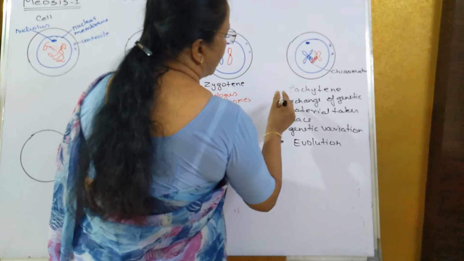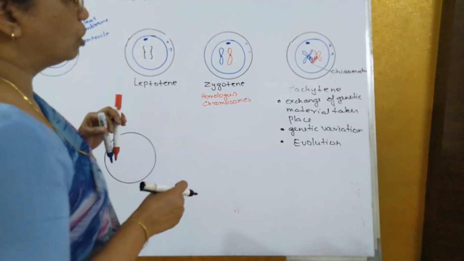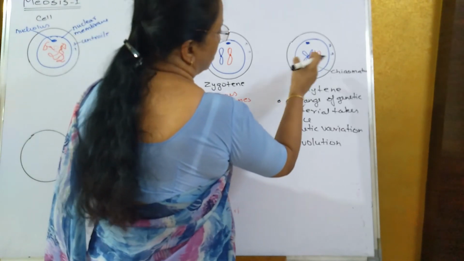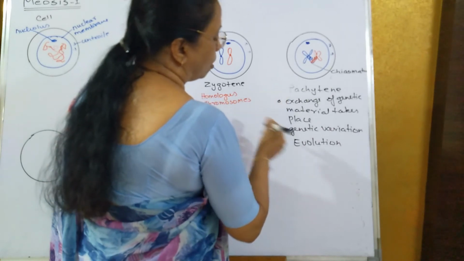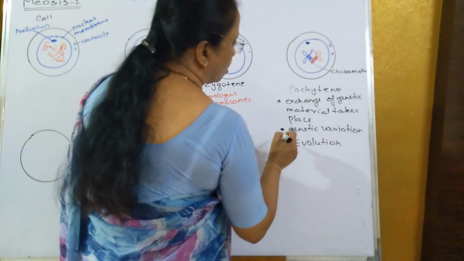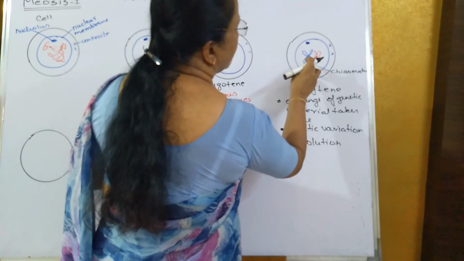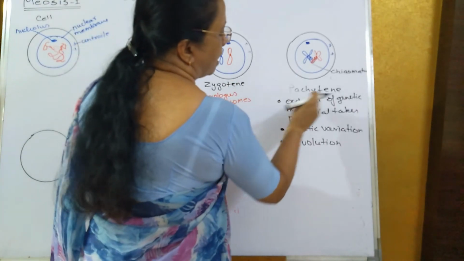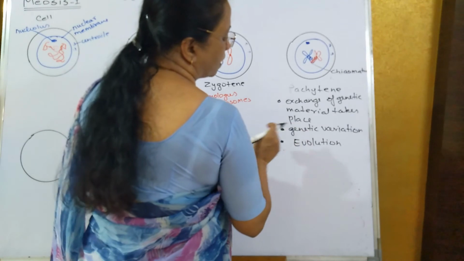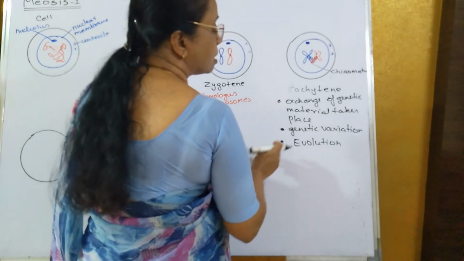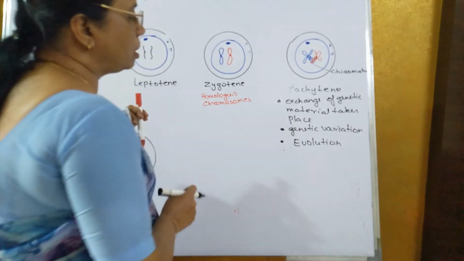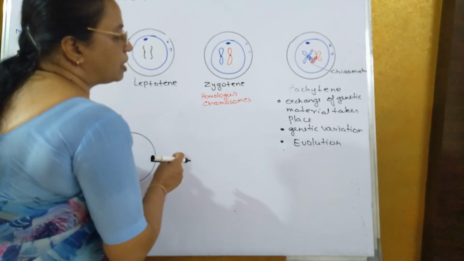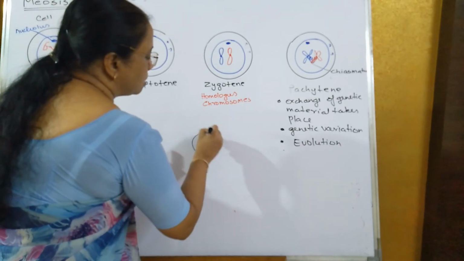So in pachytene, what happens? The nuclear membrane, the nucleolus and the centriole remain as they are. No changes take place in these. Only the chromosomes overlap each other, or recombination occurs. Because they cross over each other, exchange of genetic material takes place. Because of exchange of genetic material, genetic variation takes place. Because of genetic variation, evolution takes place. Now what is the meaning of this? Exchange of genetic material and genetic variation take place, and because of this, there is evolution.